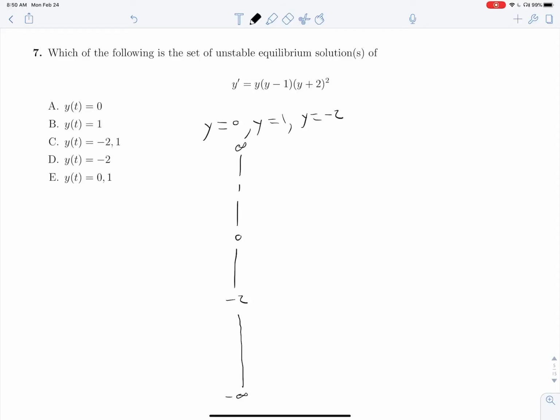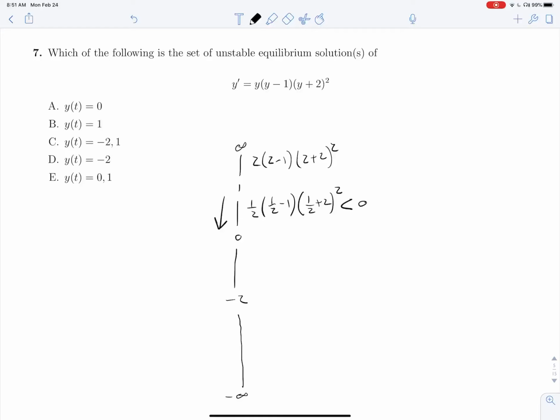So let's say, and I'm going to get rid of these because this is a little bit redundant, let's say we choose y equals 1/2. Then we'll have 1/2 times 1/2 minus 1 times 1/2 plus 2 squared. That's going to give us a negative number, so that's less than 0, and so we'll stick an arrow pointing down there. What about y is equal to 2? 2 times 2 minus 1 times 2 plus 2 squared is greater than 0, so that gets an upward arrow.